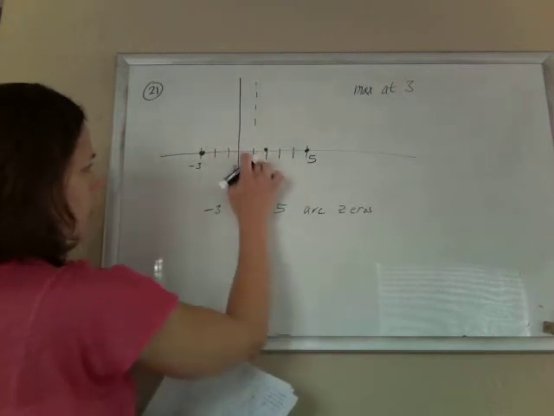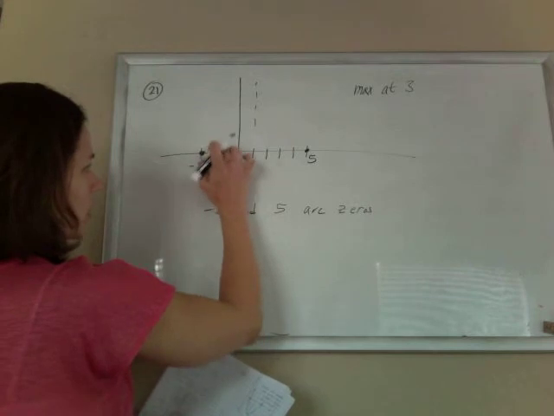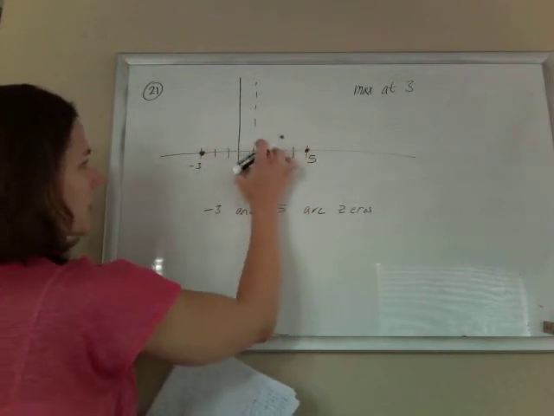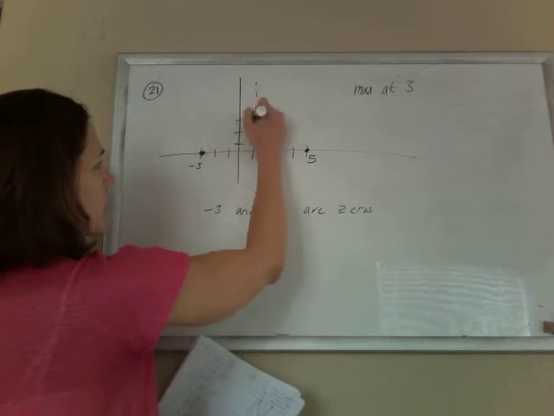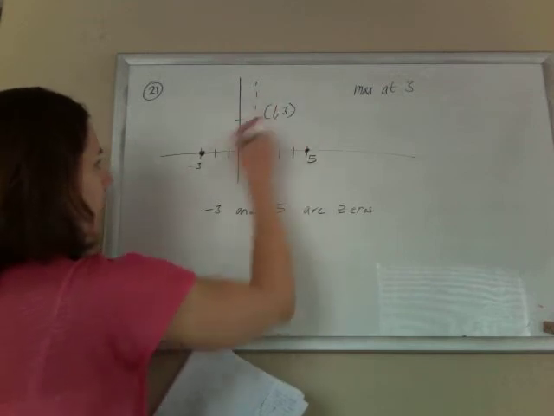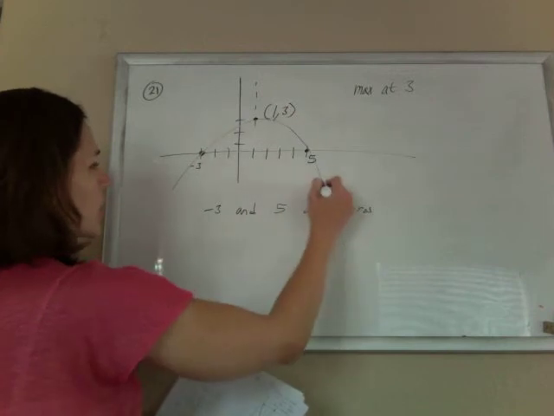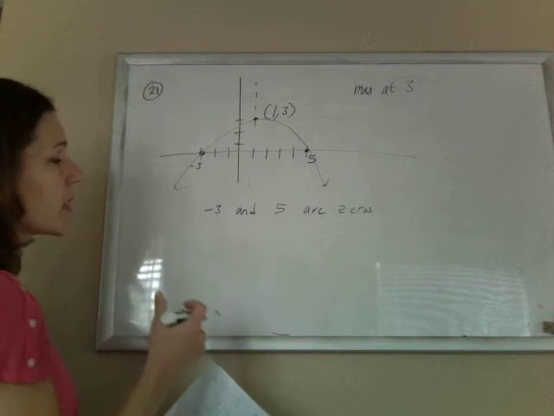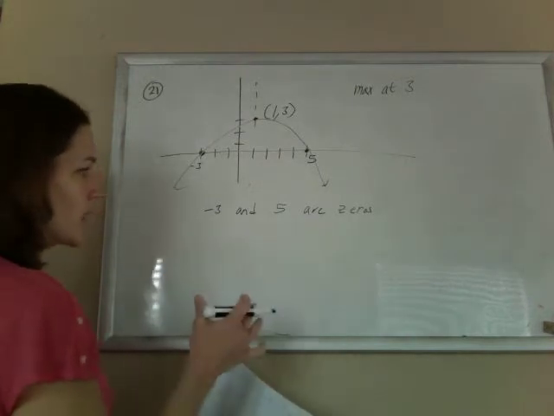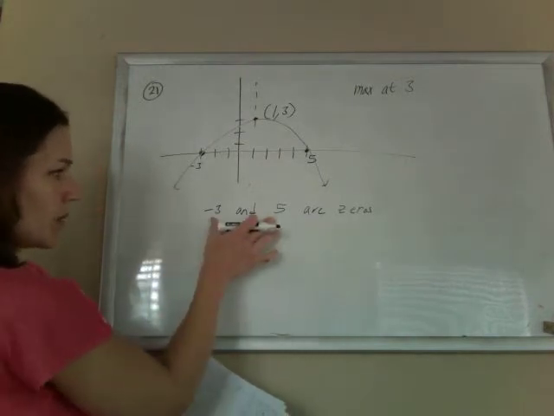Because it's 1, 2, 3, 4 away from the negative 3, and 1, 2, 3, 4 away from the 5. Yes. So my vertex is going to be at the point (1, 3). That's the maximum value of that parabola. That's as high as it goes. And there he is.